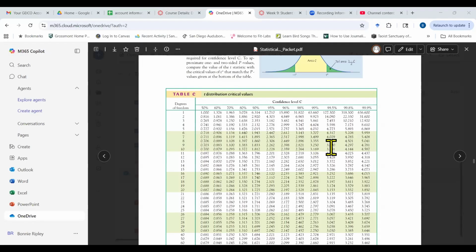4.029 and 4.785. Oh, ours is even bigger than that. 4.95 is going to be in between 4.785 and 5.408.